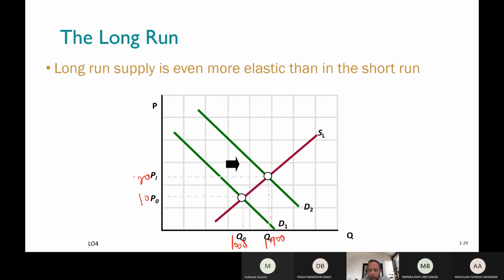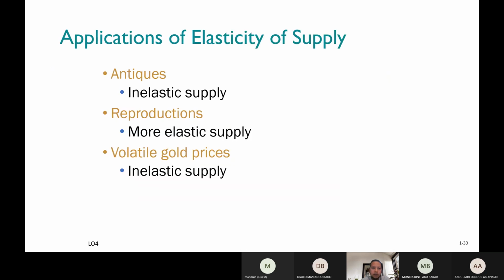So depending on the time, you can adjust your supply. Immediately it's very hard to adjust, so it is inelastic, so you can't change the shape of the rubber band immediately. But in the short run, you can change a bit, and in the long run, you can change more. So it is more elastic the more time that you have. Okay, some examples in terms of the elasticity of supply.